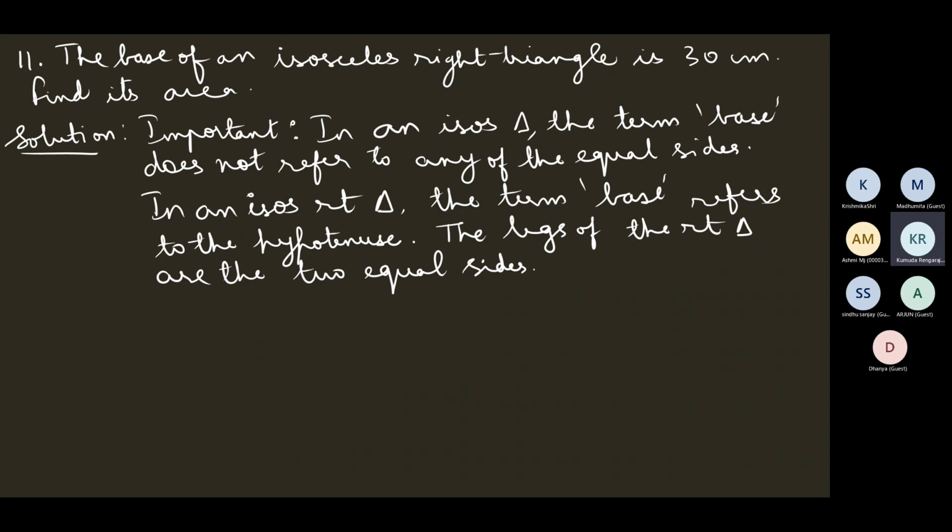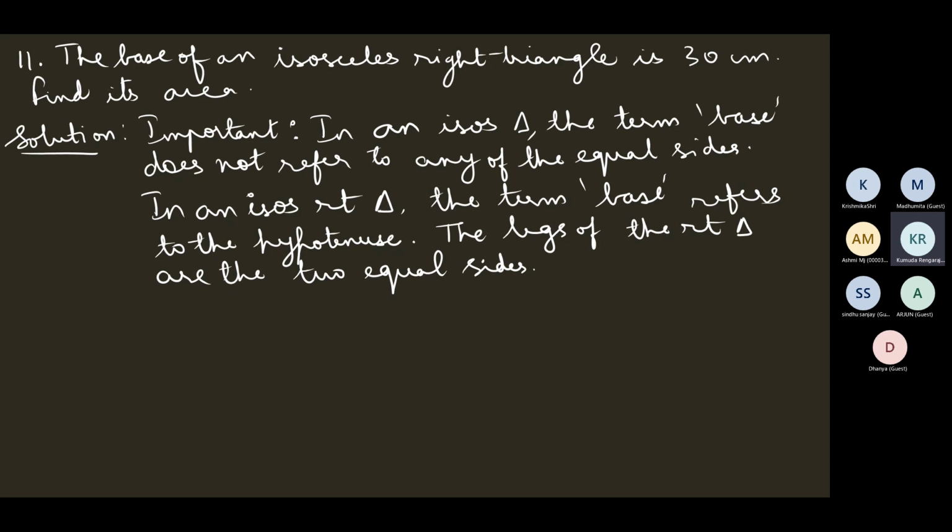So there are two things there. It's isosceles, so two sides are equal. It's a right triangle, so one angle is 90 degrees. But we know that in a right triangle, the hypotenuse is the longest side. So it cannot be equal to any side of the triangle because that's the longest side. So the legs are the equal sides.